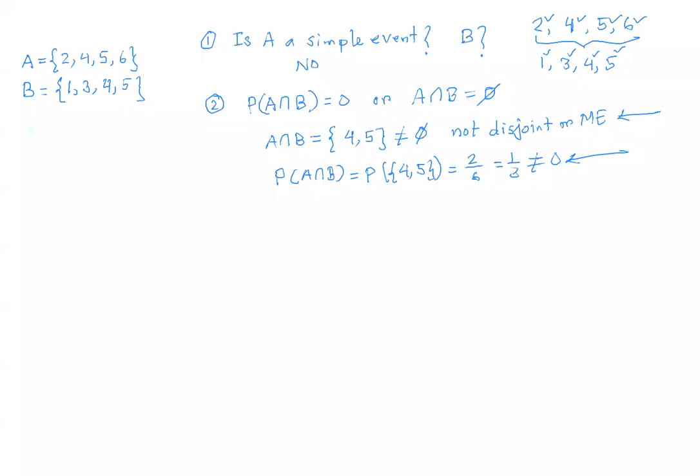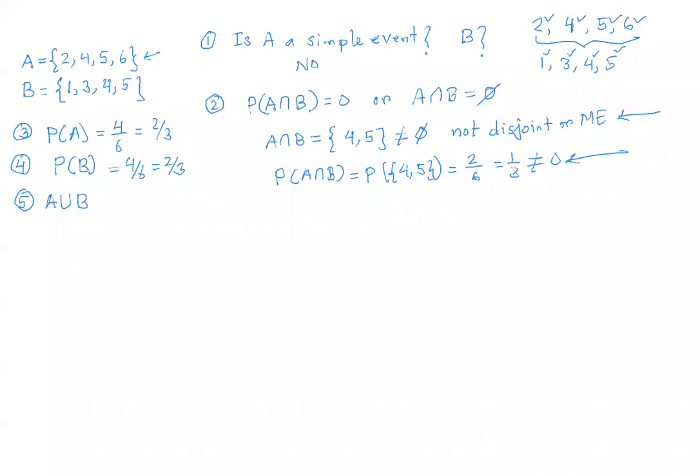Now, probability of A union B. First find out the probability of A, which we did. There are 4 items in this set, so it's 4 out of 6, or 2/3. Number 4, probability of B. Again, the same thing. 4 out of 6, 2/3.